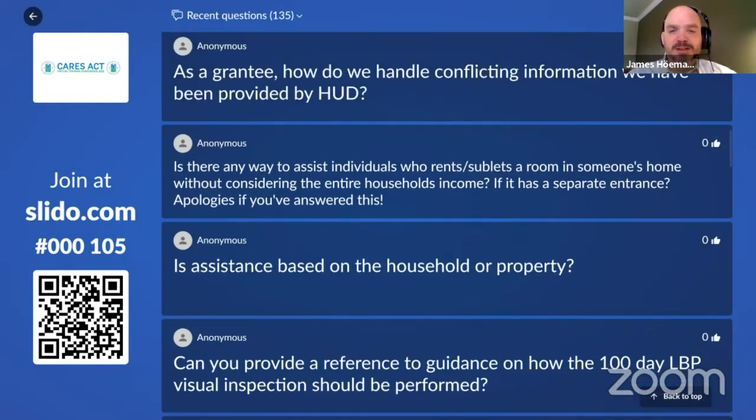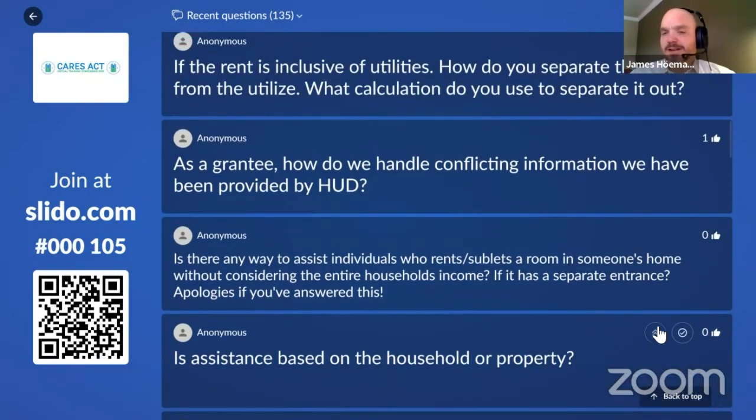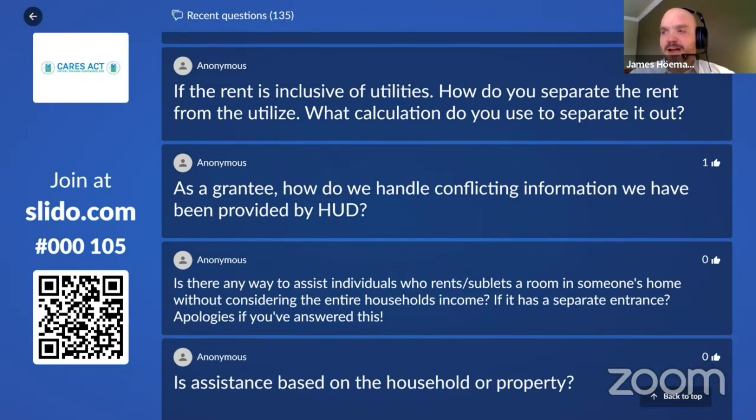Is assistance based on the household or the property? I'm assuming in that question, you're probably asking about maybe the size of the payment versus the household itself. Again, the concern with how much it actually costs is up to you. But we're assisting the household, not the property. But that's where you need to figure out what your thresholds are in terms of how much you're actually going to pay.